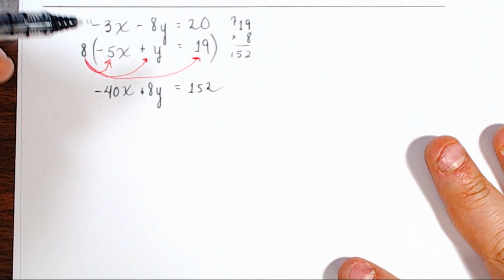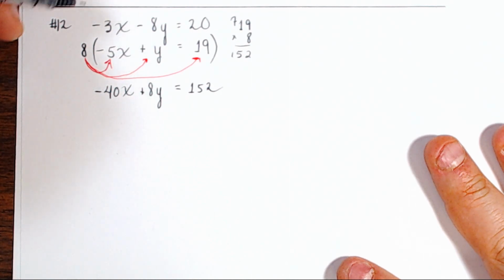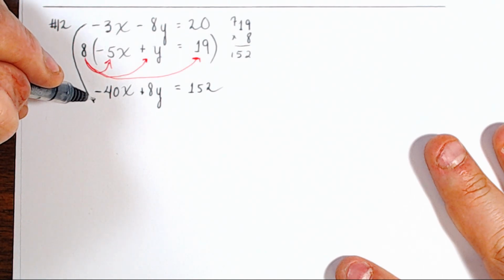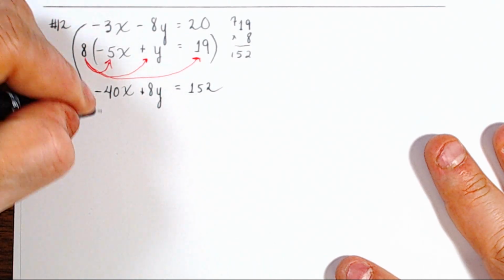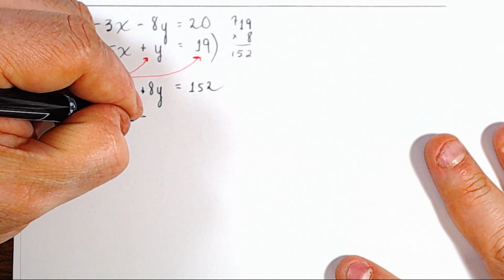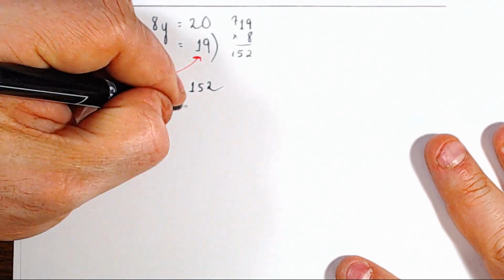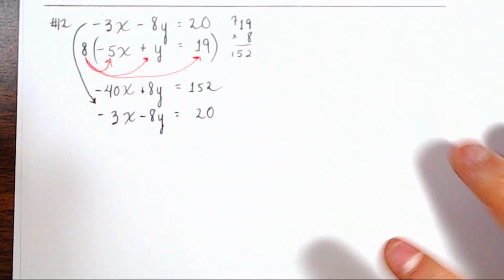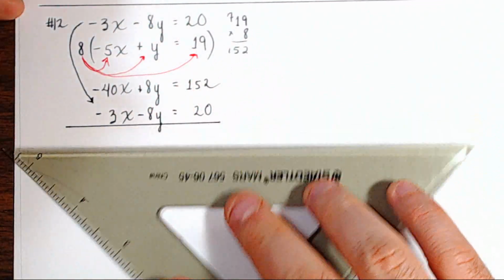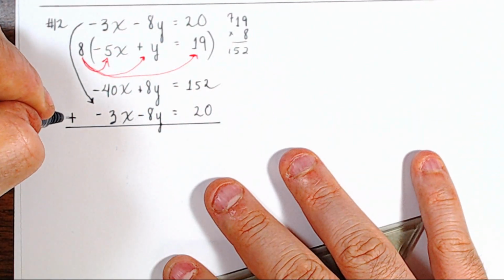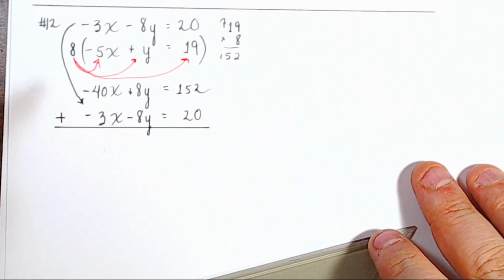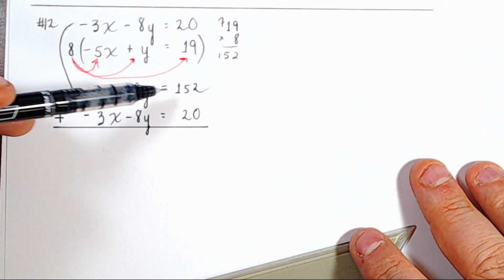Now that we have written this out like this, take this equation up on top that we didn't do anything to, bring it down here, and write it in there exactly as it appears: negative 3x minus 8y equals 20. Now take your straight edge, draw a big line and a plus symbol, and this is called stack adding. We always line up our terms beneath one another.